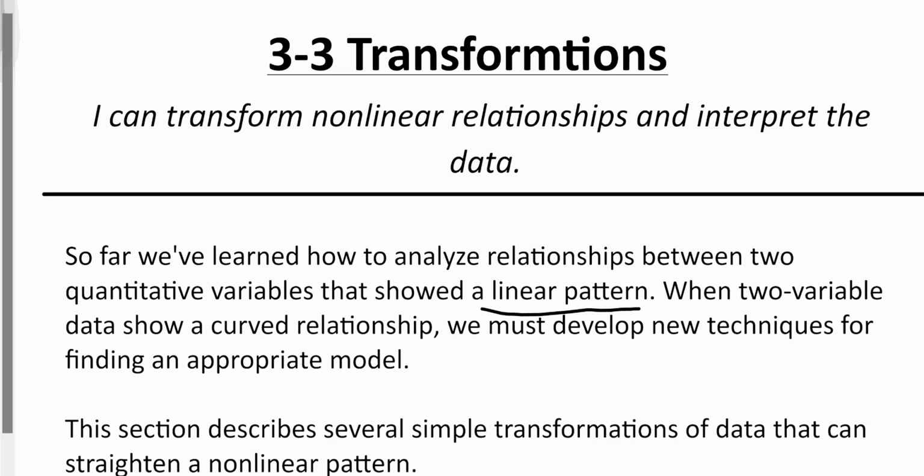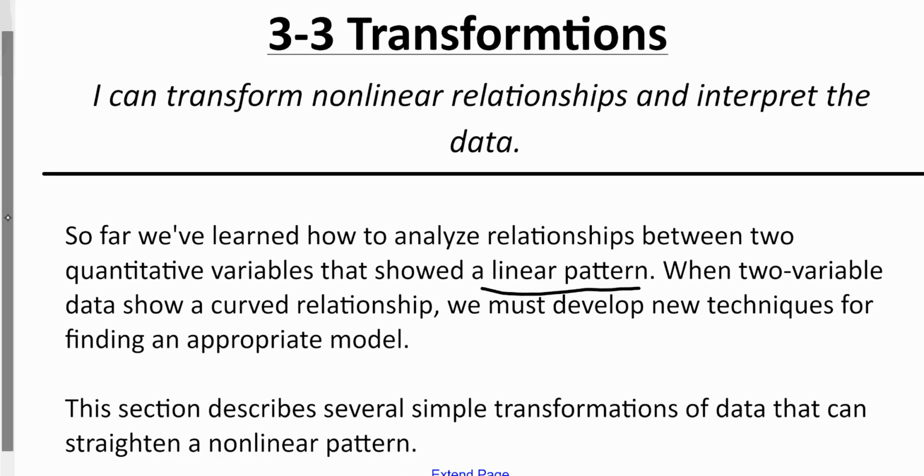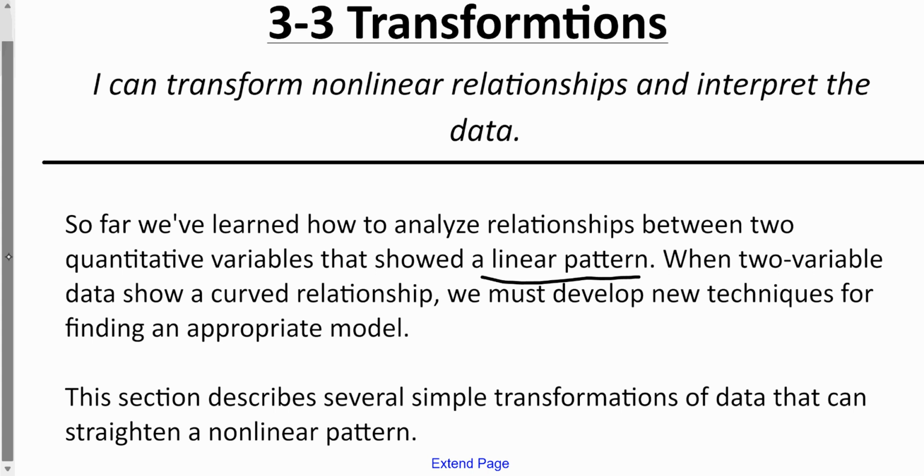So far we've learned how to analyze relationships between two quantitative variables that showed a linear pattern, usually when we're dealing with scatter plots here. When two-variable data showed a curve, we said it's nonlinear. But we must develop a new technique for finding an appropriate model. So this section describes several different transformations that we can make with data that can straighten a nonlinear pattern so that we can do all these things that we've done with the linear ones.